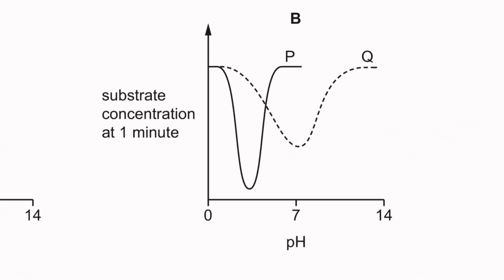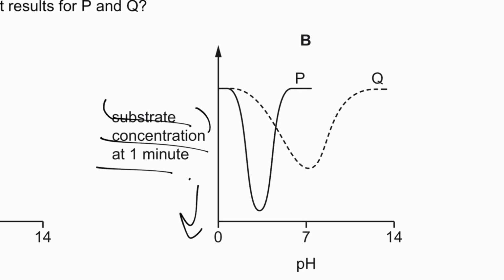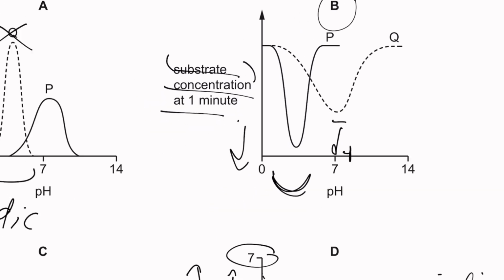Let's see option B. Okay, again, such weird graphs, but sure. Substrate concentration at 1 minute. Now this is different because it says substrate concentration. Now substrate concentration needs to be lower, it needs to decrease, and if you have a maximum decrease, this is the optimum pH, because when substrate decreases, more product is being produced, and so this is what we're looking for. So the graph, yes, it has to be upside down. Now you can see P is in acidic conditions, and Q is almost 7 and higher than 7, so it's somewhat alkaline, therefore B is your answer.